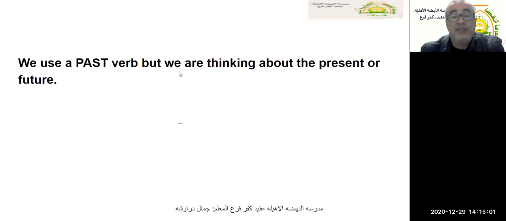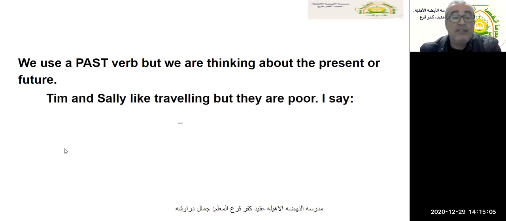We use a past verb, but we are thinking about the present or future, as we said. Let's look at this example. Tim and Sally like traveling, but they are poor. We have two characters here, Tim and Sally. Both like traveling. They like to go abroad to find new places to visit, but they are poor.